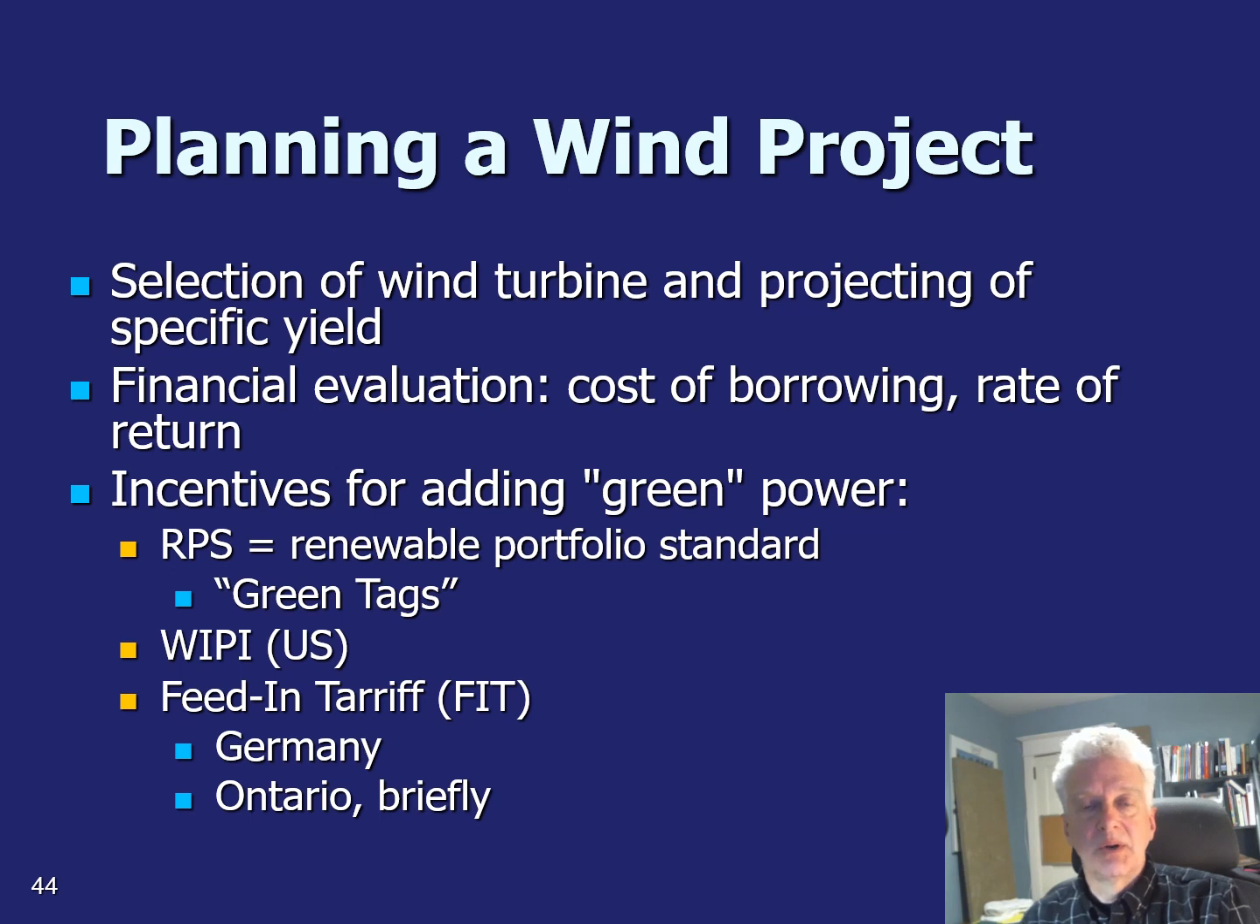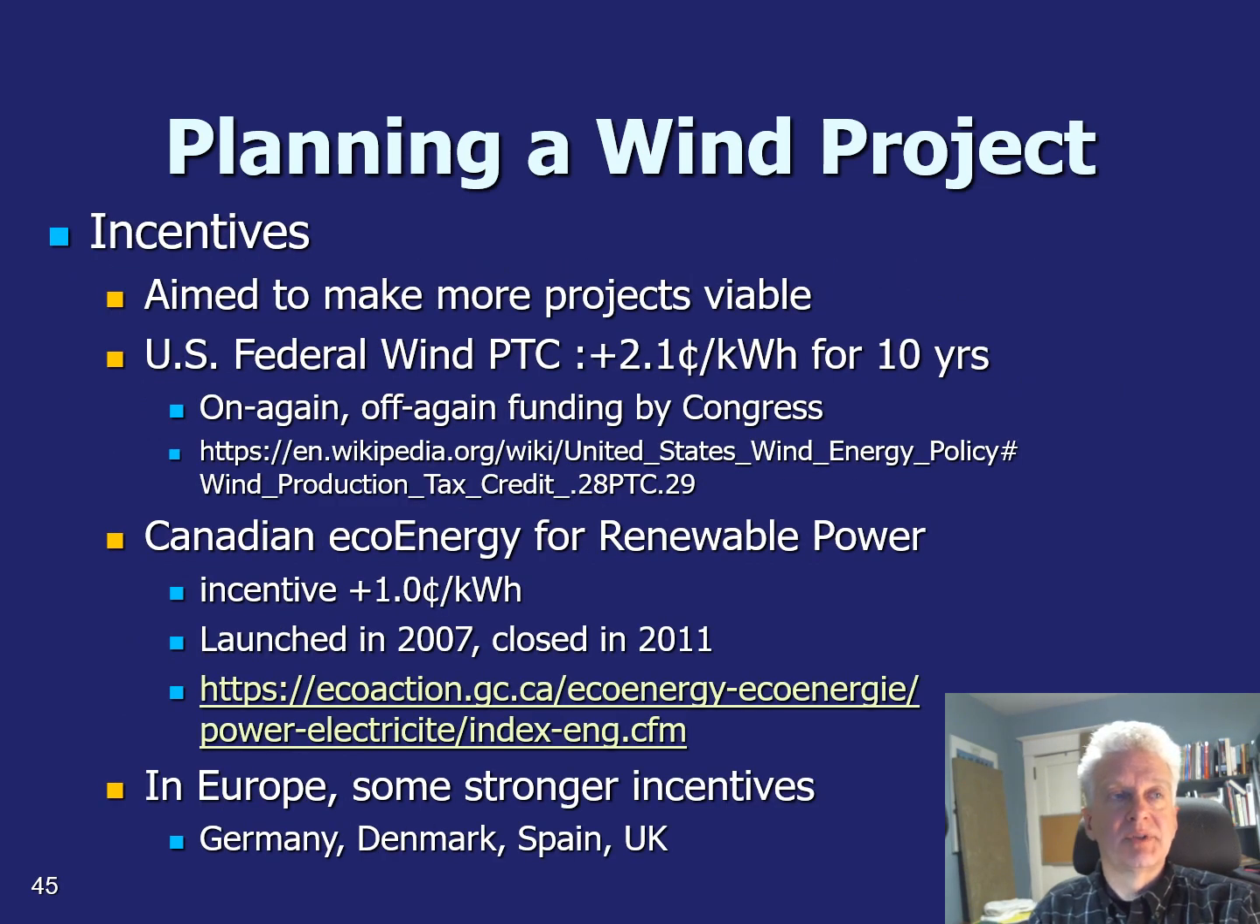There's another model where you give a feed-in tariff, that in addition to whatever contractual rate you get, the system pays you some additional incentive just because you're producing green power. So Germany was a pioneer in that area. Ontario had a model like that briefly, and it was then canceled. So these sorts of incentives are aimed at making projects more viable in order to get a foot in the door, to get over the hurdle of being an outside new source that isn't part of the system yet. So in the US, the federal wind production tax credit was 2.1 cents per kilowatt hour over 10-year contracts.